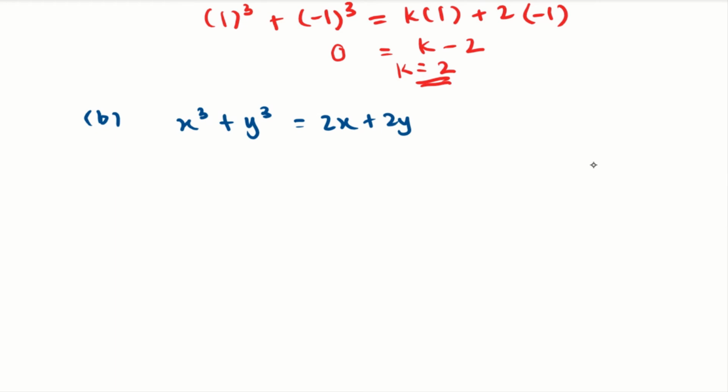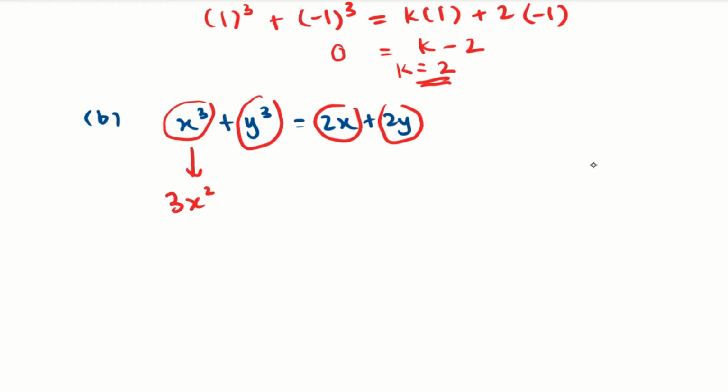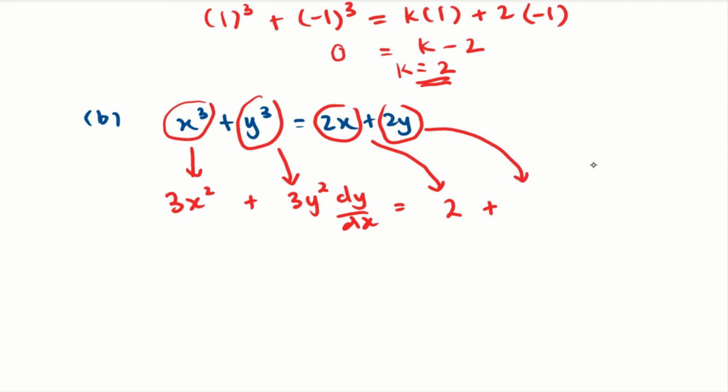Okay. So kita ada 4 term kat sini. The first term, second term, third term and fourth term. Okay. Yang first term kita differentiate, we get x cube. Kalau kita differentiate, we get 3x square. Plus, and then we differentiate y cube, we get 3y square dy dx equals to, differentiate 2x, we get 2 plus, we differentiate 2y, we get 2 dy dx. So jadi this is complete differentiation for first derivative.